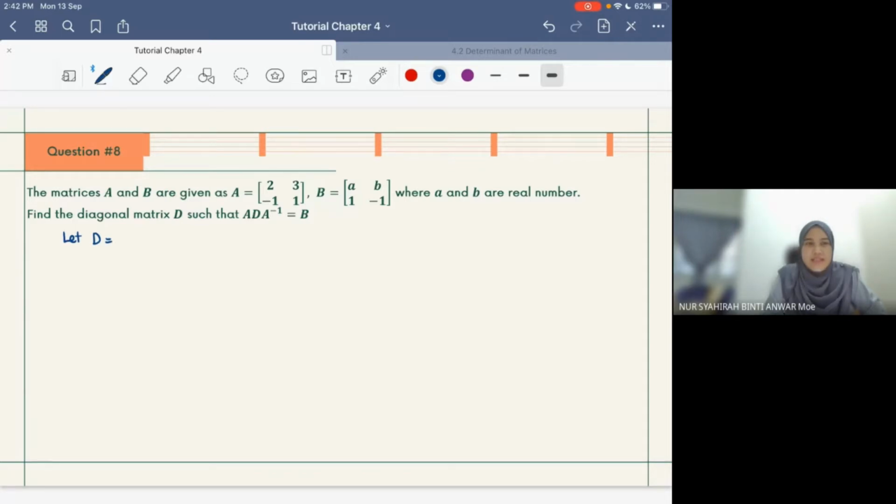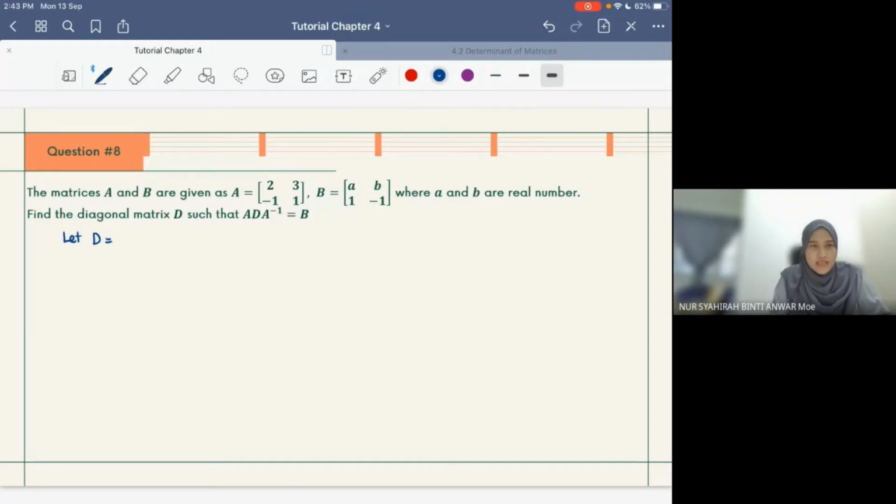Diagonal matrix tu yang mana? Dia ada elemen yang kosong dan dia akan ada satu tempat yang akan ada value. Ada tak? Anyone know? No answer. Diagonal ada value. Okay, betul ke ha? So hanya diagonal element sahaja yang ada value, betul? Yang lain akan jadi zero.